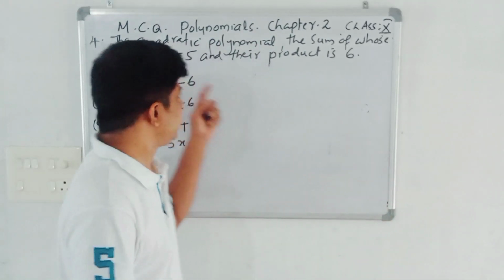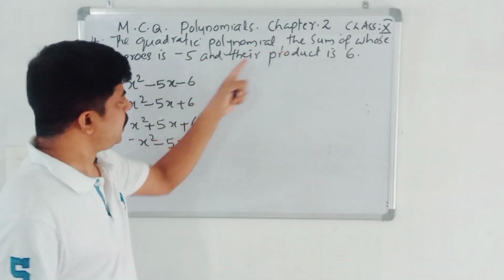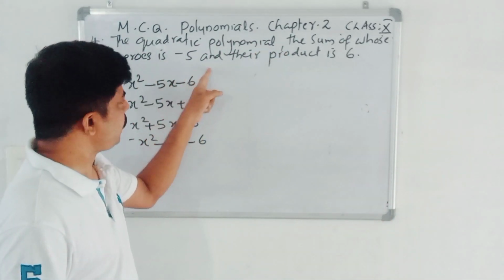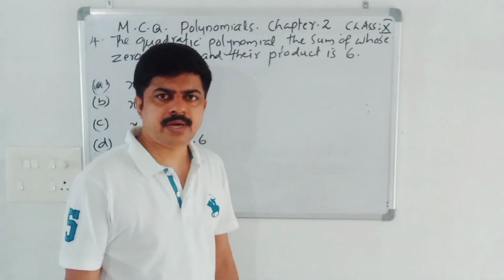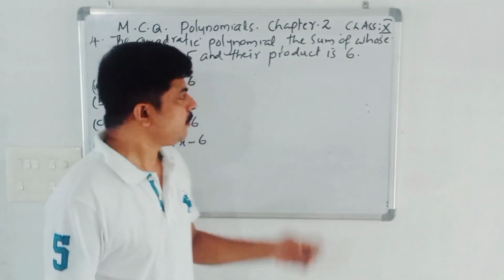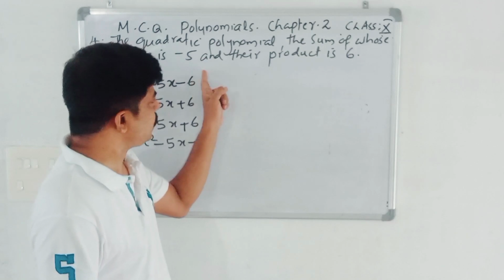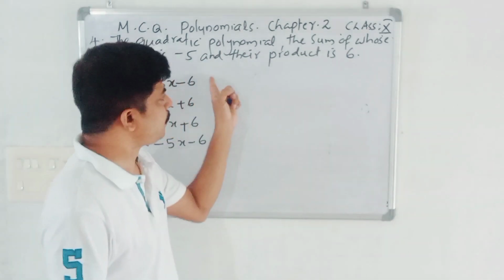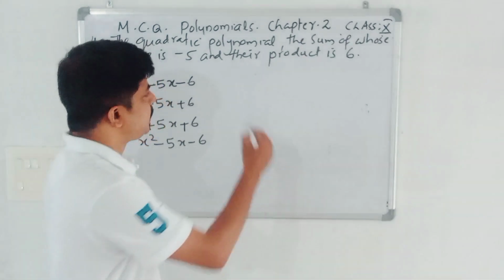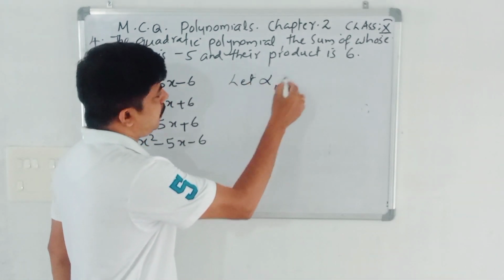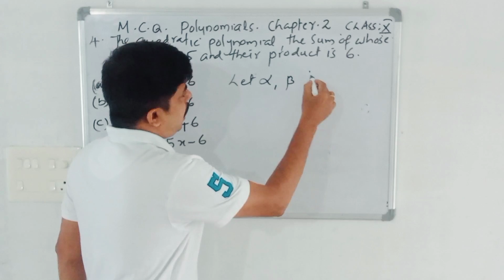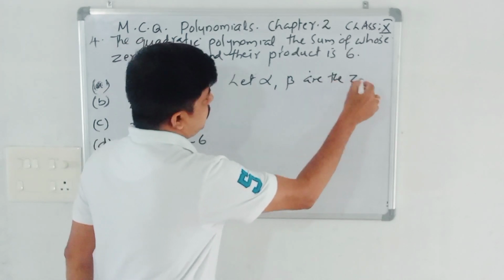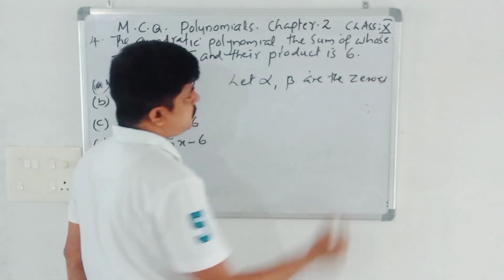Moving to the next question. The quadratic polynomial, the sum of whose zeros is negative 5 and their product is 6. We have to form a quadratic polynomial. Sum of zeros and product of the zeros are given. Let alpha and beta are the zeros. These are the 2 zeros.